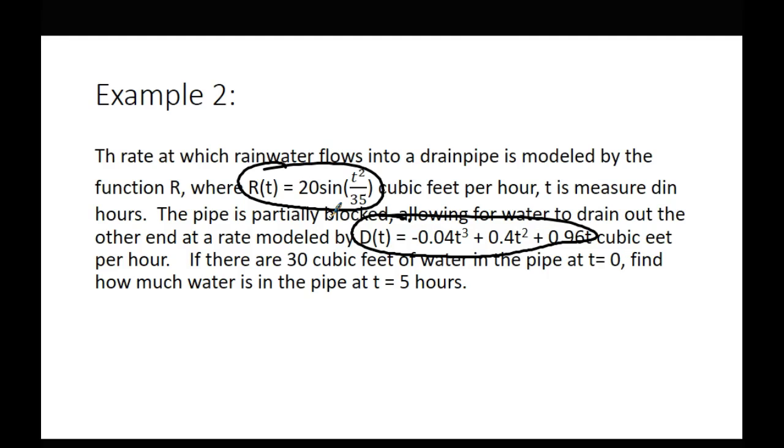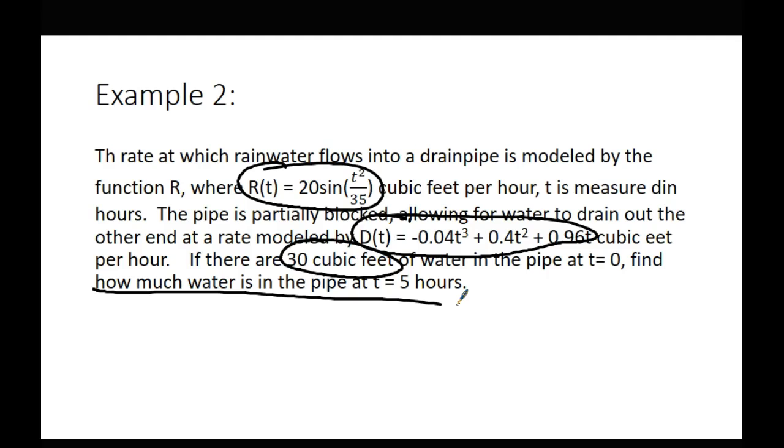And there's that. Now, they've also given me a starting amount of water, and they're asking for how much water will be in there after 5 hours. So they're asking for a final amount. So they're not asking for a net change. So I don't want to just integrate it and say this is how much water changed, right? They want to know what the final amount is.